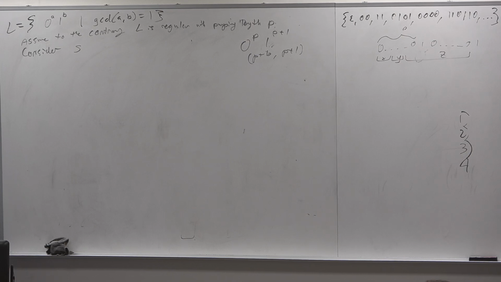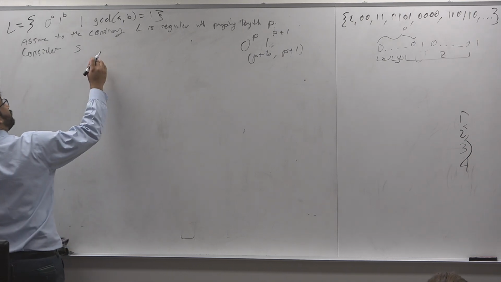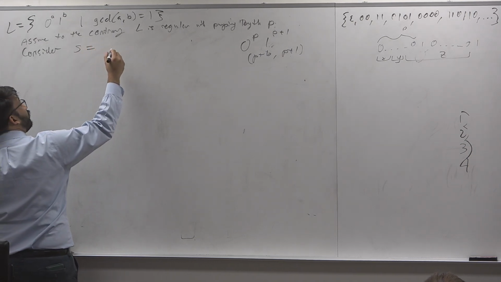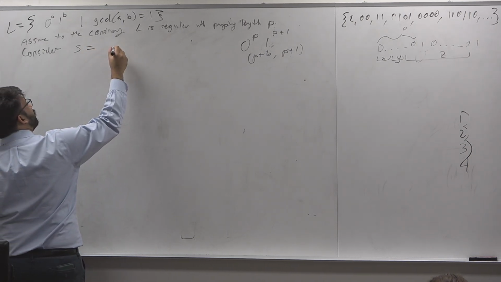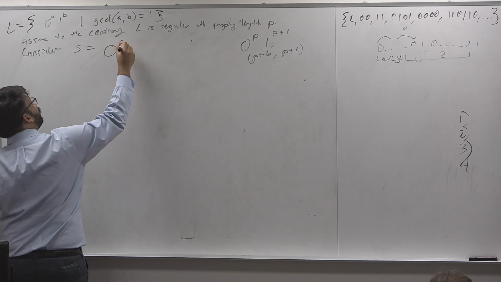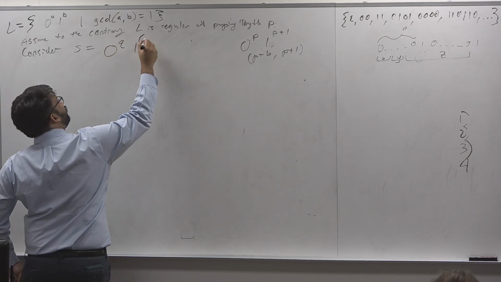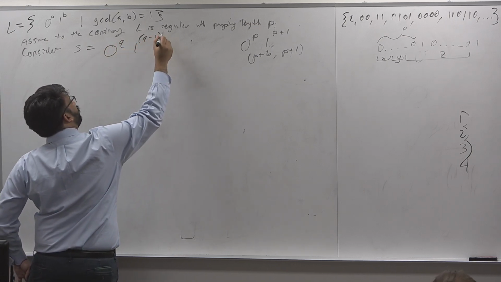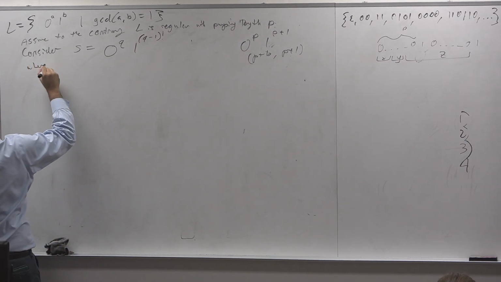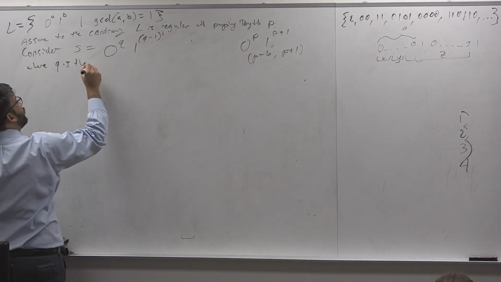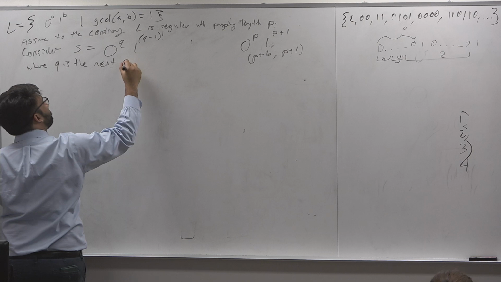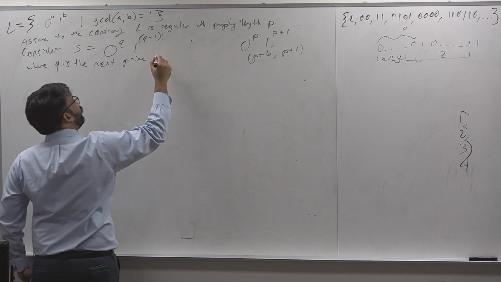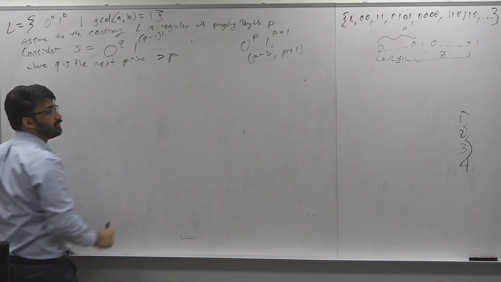But if we have another guess, you know. Okay, here I'll consider S equal to, what was it, 0 to the Q, 1 to the Q minus 1 factorial, where Q is the next prime which is greater than P. Okay.